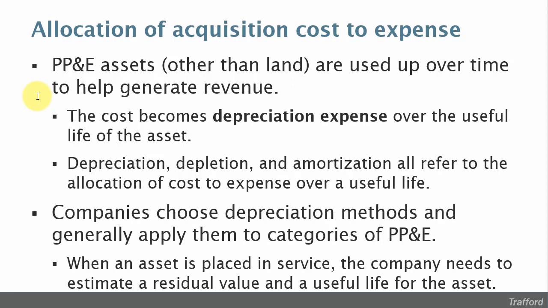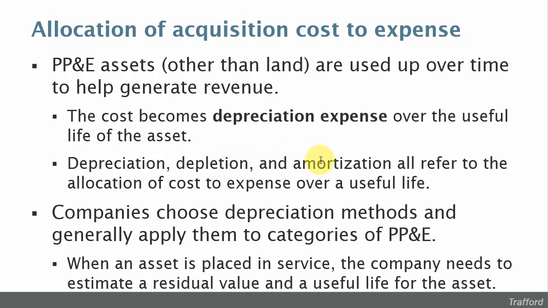The portion of the acquisition cost that's used up in each accounting period should be expensed or matched against the revenues that that asset helped to generate. For property, plant, and equipment type assets, we call that expense depreciation expense, as you've already seen previously. If we're talking about the utilization of natural resources, we call that expense depletion expense. And as you'll see shortly, when we use up intangible assets over time, we call that expense amortization expense.